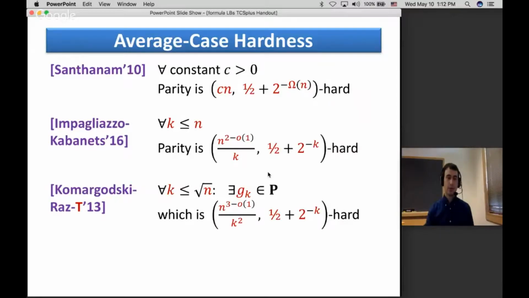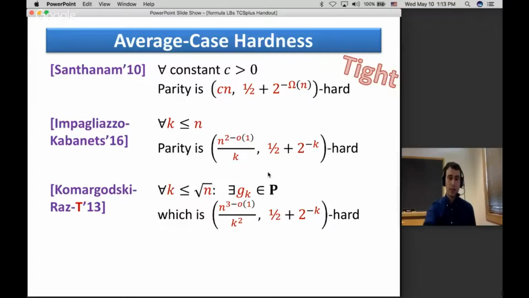The first result, by Santhanam, showed that linear size formulas have agreement at most half plus 2 to the minus omega of n with parity. This result is tight, and I want to mention that notice that we always have half plus something. Getting half is trivial because we can just output a constant, and one of the constants will have agreement half with any function. So really, we're interested in how much can we get above this trivial bound. And here, we cannot get more than exponentially small in n advantage.